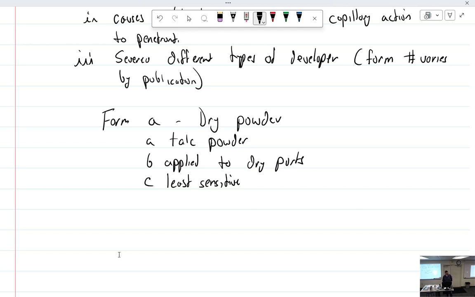What does sensitive mean? What does it mean, least sensitive? It has the biggest cracks. It picks up the penetrant. Least likely to cry if you beat it? Yeah.